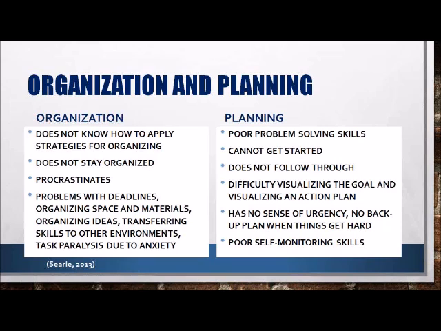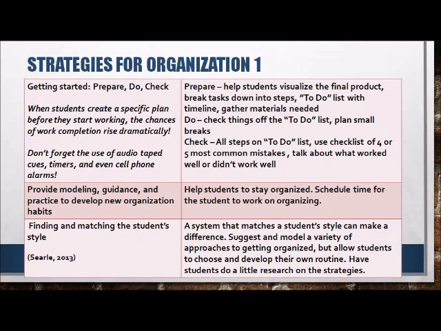Just kidding. Okay, and then planning. Julio was organization and Sean was planning. And so poor problem-solving skills, has trouble getting started, doesn't follow through. He can't really visualize the goal or what's going to happen at the end. But then he doesn't have any sense of urgency. So if something doesn't work, then it just doesn't work. And there's no sense of getting that thing done to hand in that assignment. And poor self-monitoring skills. And we're going to see poor self-monitoring skills kind of in a lot of different places, and we'll be talking about that a lot today.